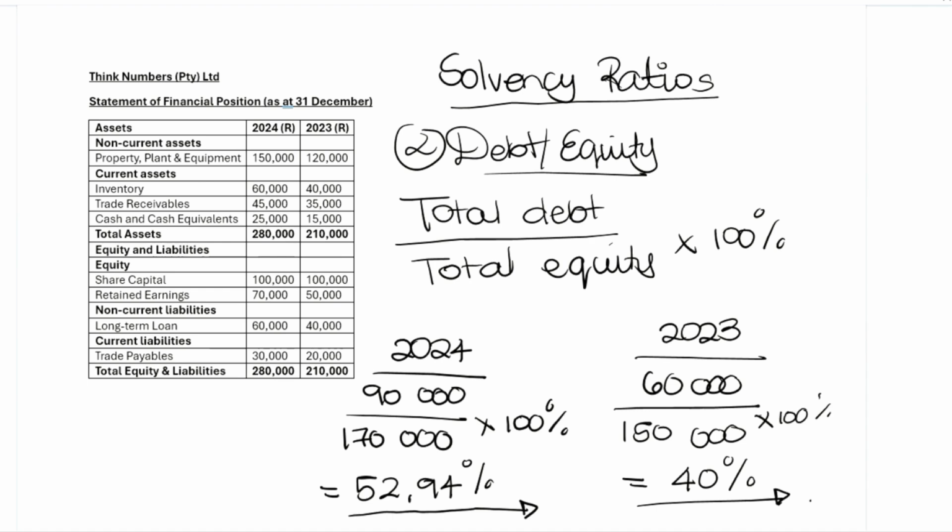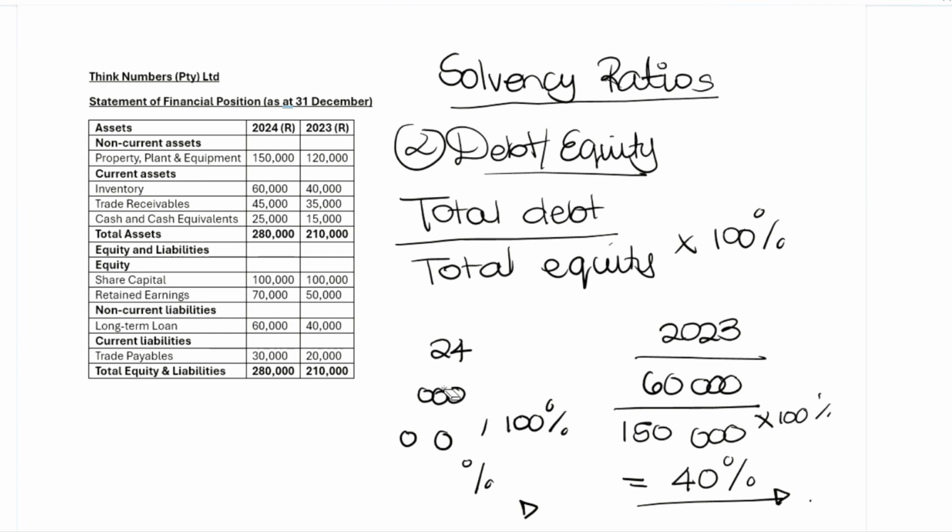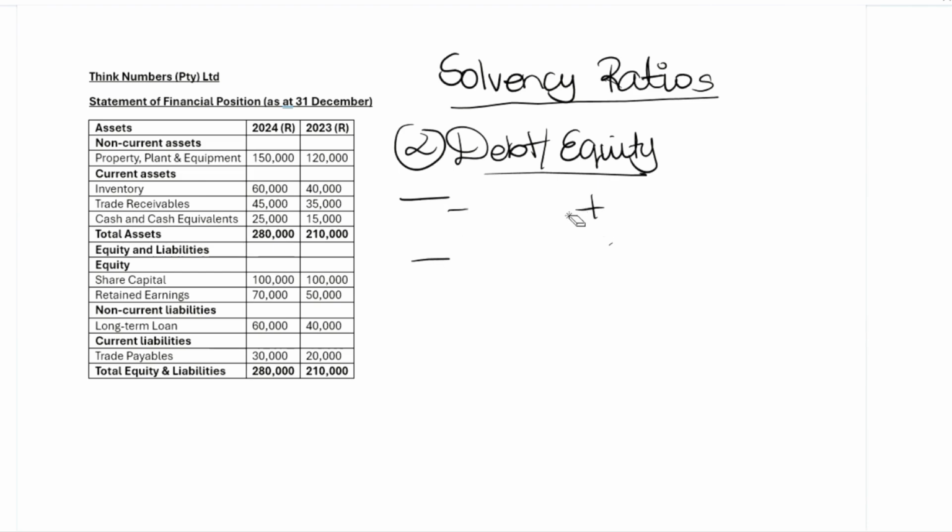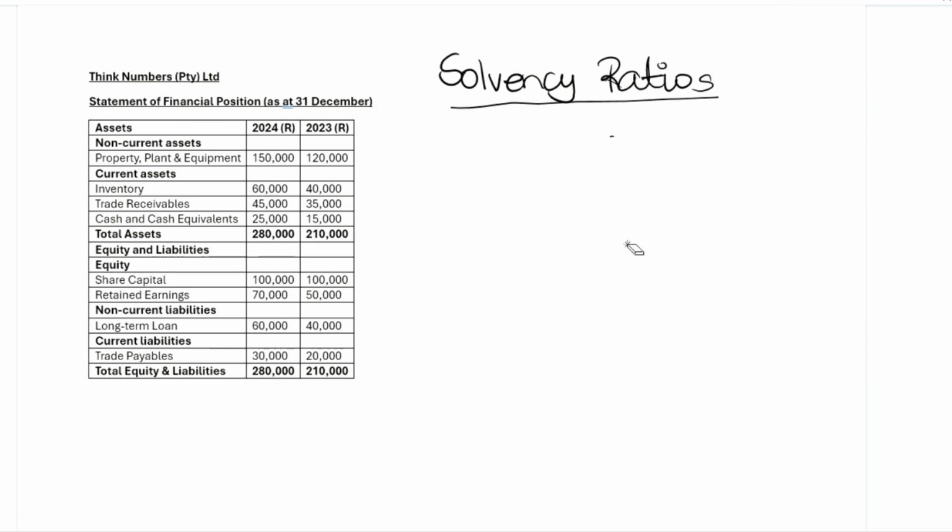Okay. All right. So now we're going to move on to the third one that we have, which is the interest cover ratio, or sometimes they also call this one the times interest earned ratio. They can use either of the two, but the most popular one is the interest coverage ratio. So interest coverage ratio is number 3.